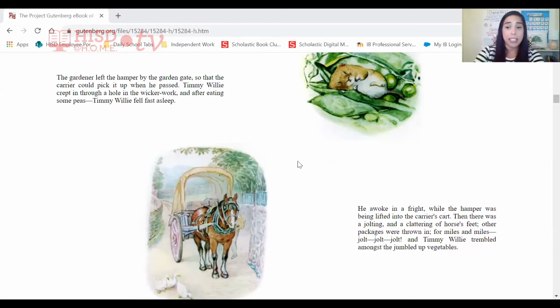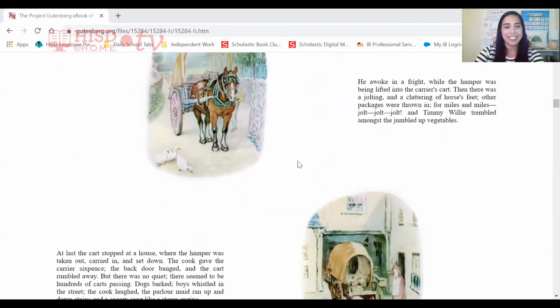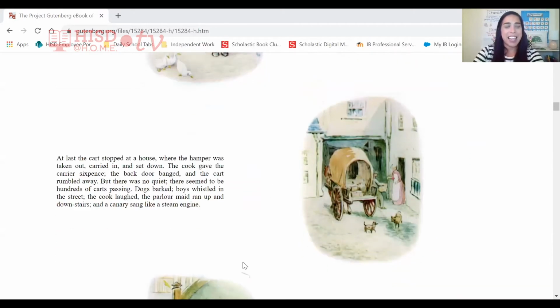Then there was a jolting and a clattering of a horse's feet. Other packages were thrown in for miles and miles. Jolt, jolt, jolt. And Timmy Willy trembled amongst the jumbled vegetables. At last, the cart stopped at the house where the hamper was taken out, carried in, and set down.